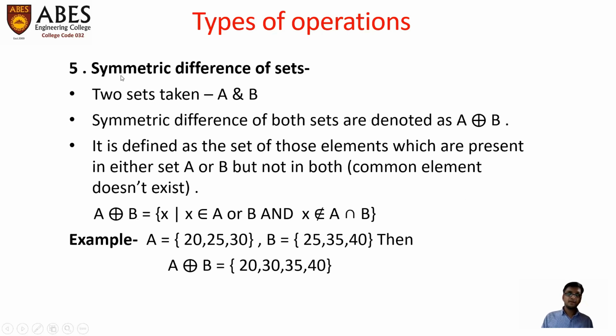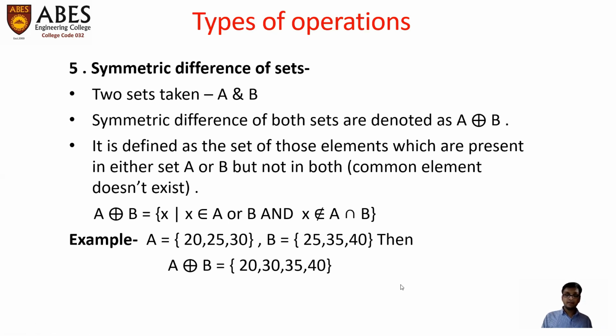The next operation is symmetric difference of sets. Again, two sets A and B are taken. It will be denoted with a symbolic representation in this form. So these are the symbols of the symmetric difference. Its definition is that it is the set of those elements which are present in either set A or in B but not in both.